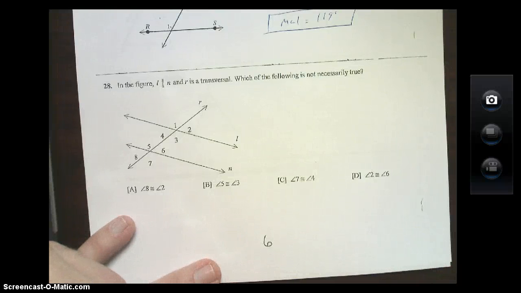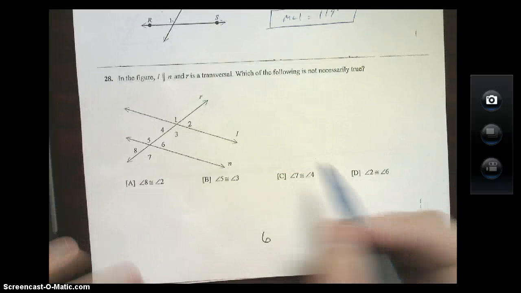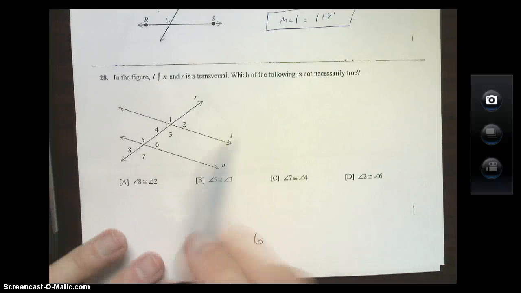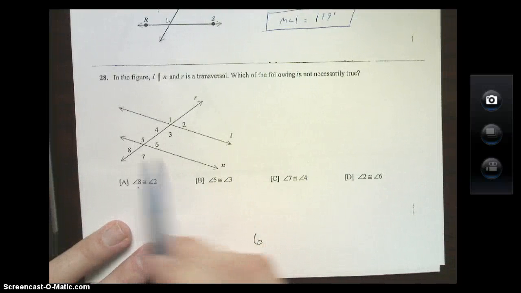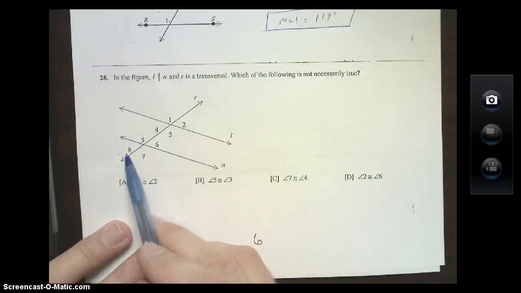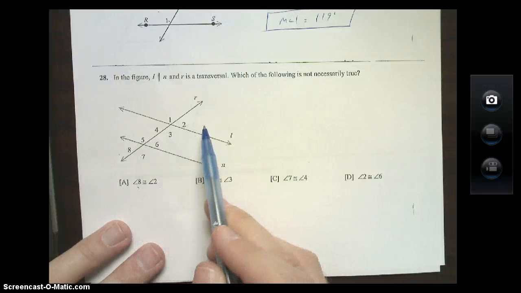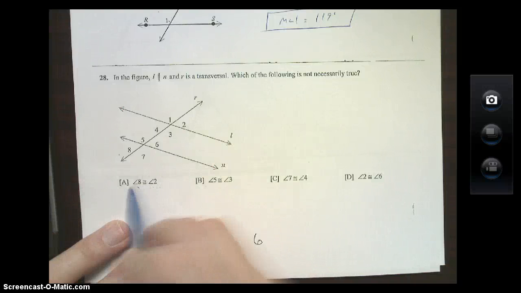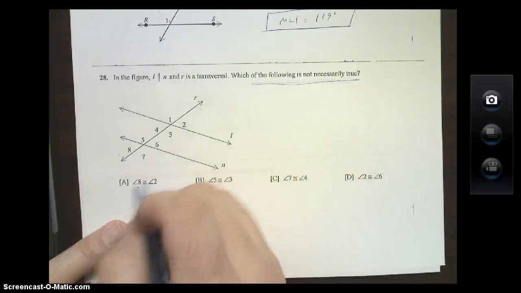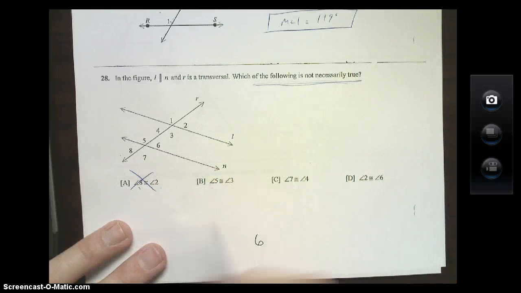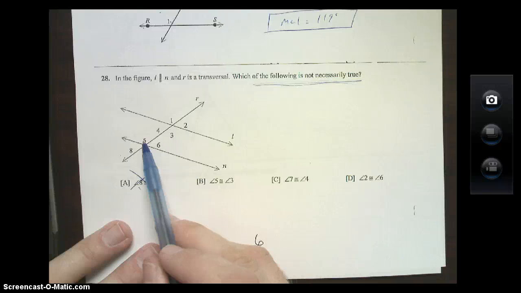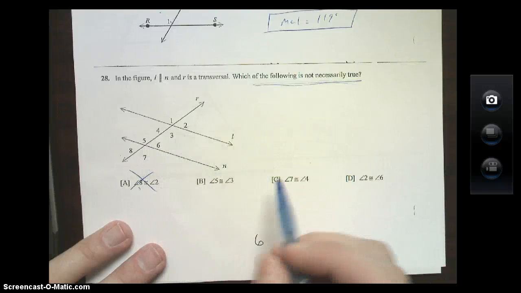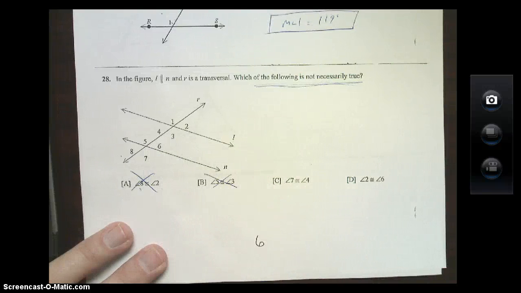Number 28, the figure. Line L is parallel to line N and R is a transversal, which of the following is not necessarily true. Okay, so we've got a picture here. Let's start analyzing our answers. Angle 8 is congruent to angle 2. All right, so these are a pair of alternate exterior angles, which we know from our theorem in class that they are going to be congruent. So if this one holds up to be true, again, make sure we're reading the directions. We're going to cancel that one out then. 5 and 3, alternate interior, which again, we know in class by theorems must be congruent as well. So that's not going to work.